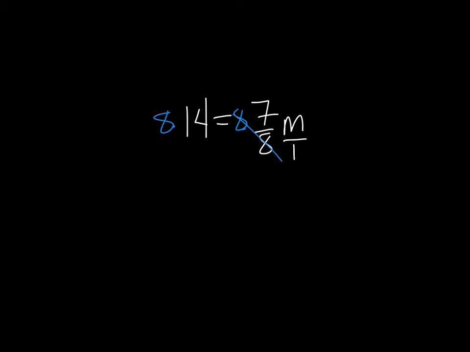Then the 8s are 1, and so now I just have 7 times m equals 14 times 8. And then I want to get rid of the 7, so I'm going to divide by 7 on both sides. Those cancel to 1, and so now I just have an m there, and then I have all this math on the other side.